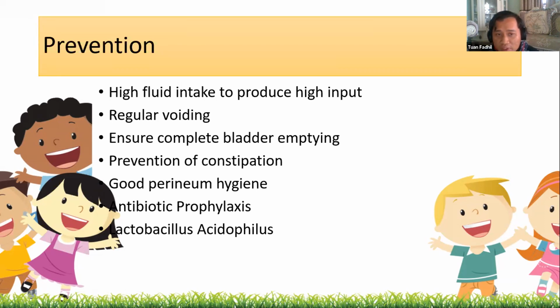we move to ensuring complete bladder emptying, and also we need to prevent constipation because it is a risk factor for UTI. Pediatric patients also need good perineal hygiene, and also need antibiotic prophylaxis. Some books also say Lactobacillus acidophilus will protect against UTI infection because it is a probiotic and it will dominate the healthy urogenital flora. They suggested it restores the urogenital flora, and also dominates the uropathogens.